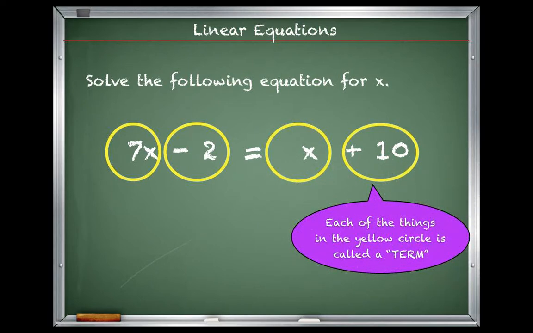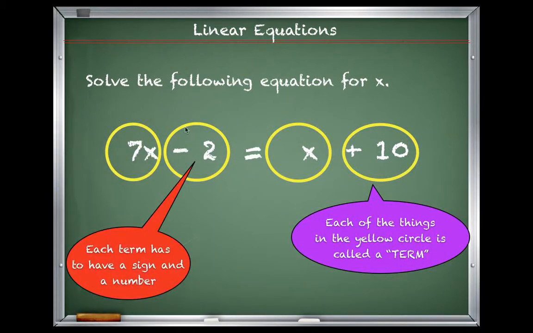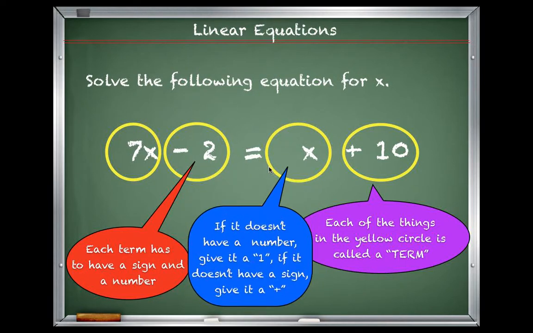And every term must have a sign and a number in it. So if we look at the second term here, the sign is minus, the number is 2. If we look at the first term, it has a number, it has 7, but it doesn't have a sign. And if we have a look at the third term, it doesn't have a number and it doesn't have a sign. So if a term doesn't have a number, we put a 1 in, and if it doesn't have a sign, we put a plus in.